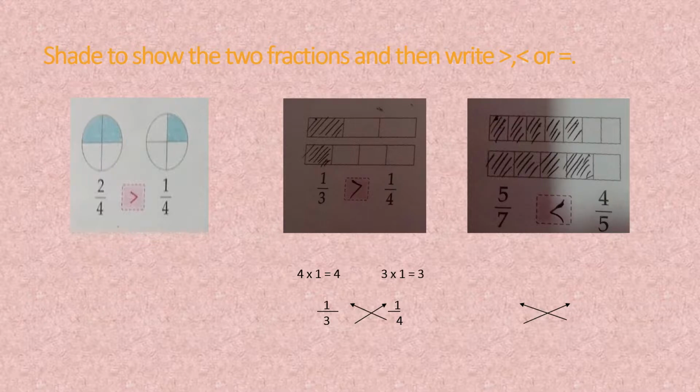But without the picture, how will you find out? You will do the cross multiplication. Multiply the first numerator with the second fraction's denominator, that is 5 4s... 5 5s are 25. Then multiply the second fraction's numerator with the first fraction's denominator, that is 7 4s are 28. Now 28 is greater than 25, hence 4/5 is greater than 5/7. In this way you can find out which unlike fraction is greater.